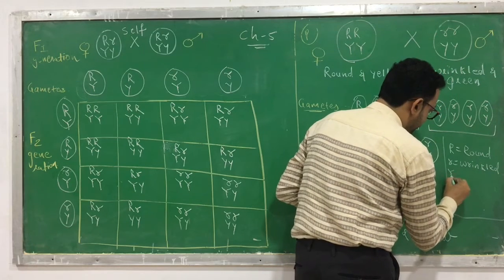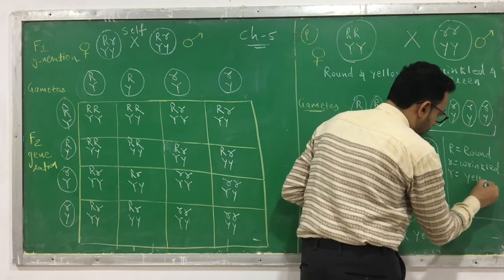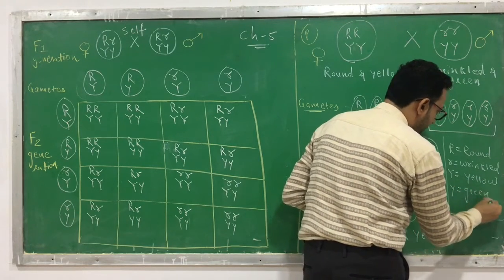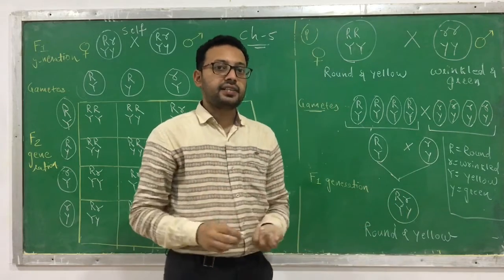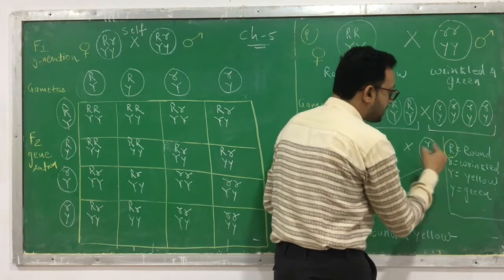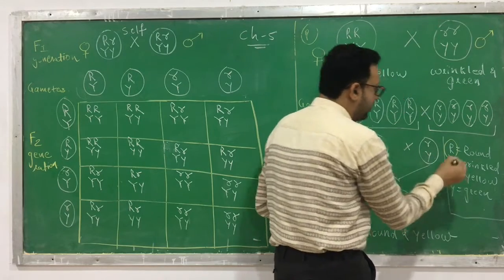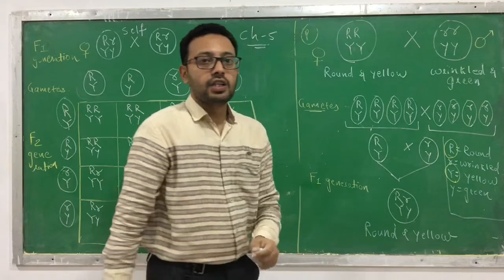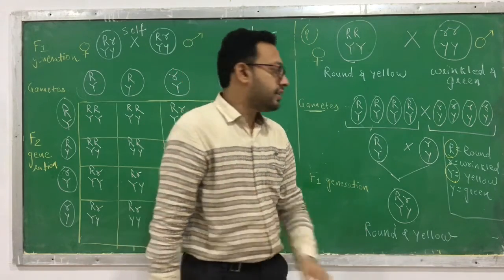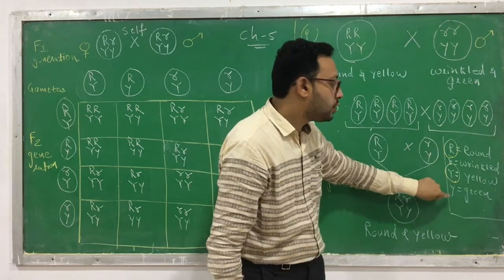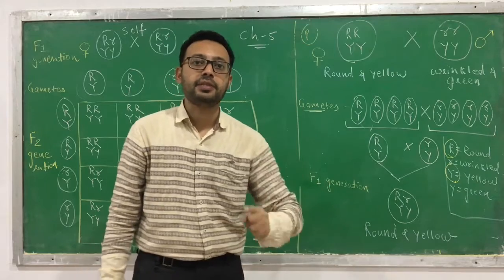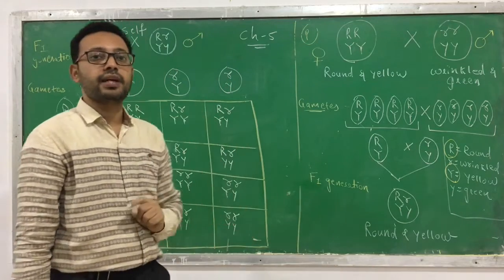What is the meaning of capital Y? The capital Y means yellow. Small y means green. You know that dominant character will express, and these are the dominant characters. From capital R and small r, the dominant is capital R. From capital Y and small y, the capital Y is dominant. So as long as dominant is present, only the dominant will express, and the recessive, small r and small y, will only express if dominant is absent. That means if capital R and capital Y are absent, then the recessive character will express.